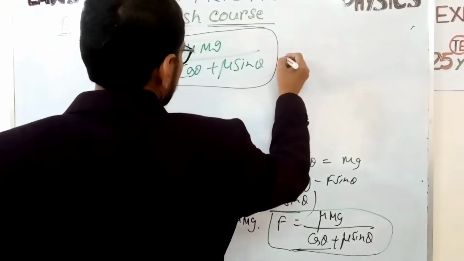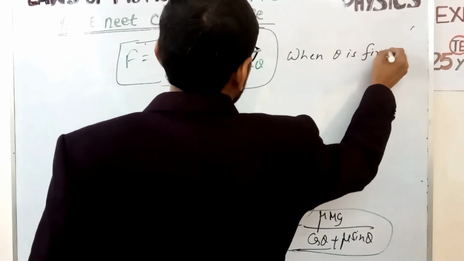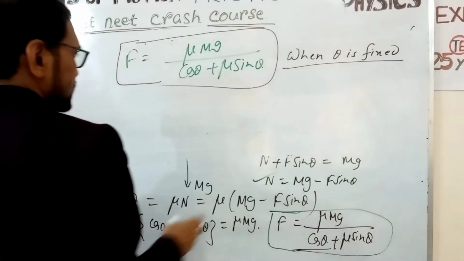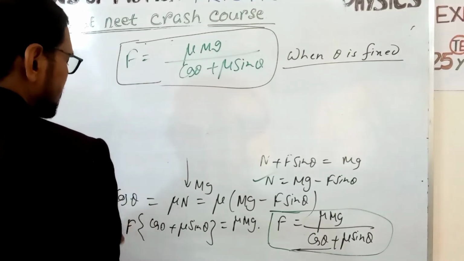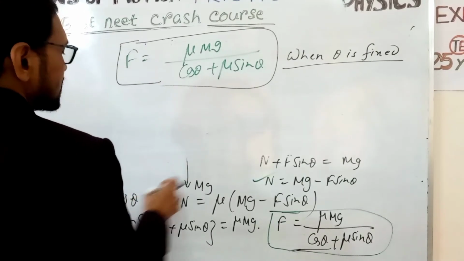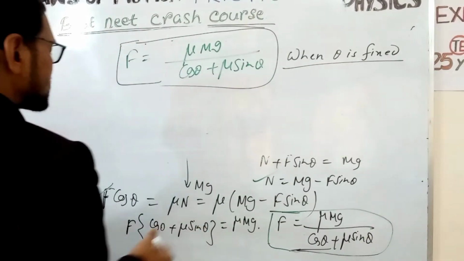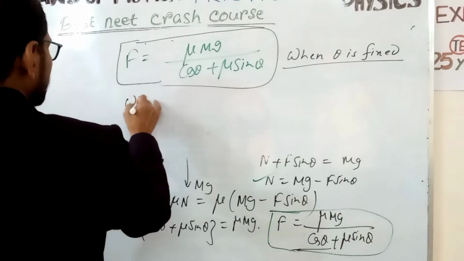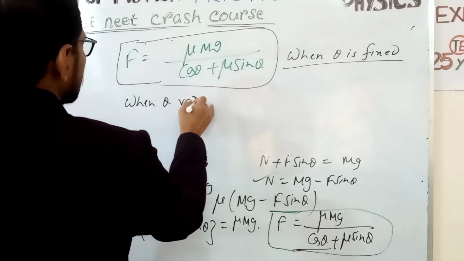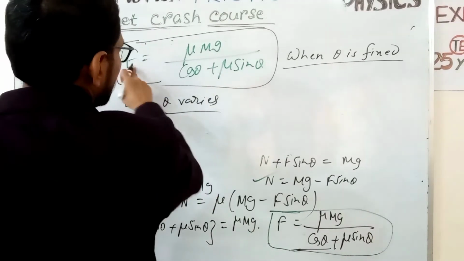This is the formula when theta is fixed. Suppose theta is given, a force acts at an angle theta. What minimum force is required to pull the body? So when theta is fixed, this is the answer. But if theta is not specified, that is, you may vary theta, then what is the minimum value when theta varies?